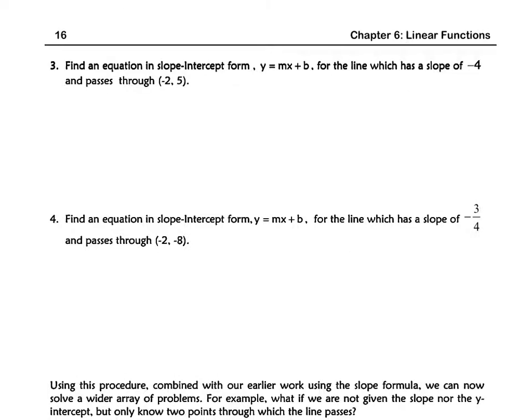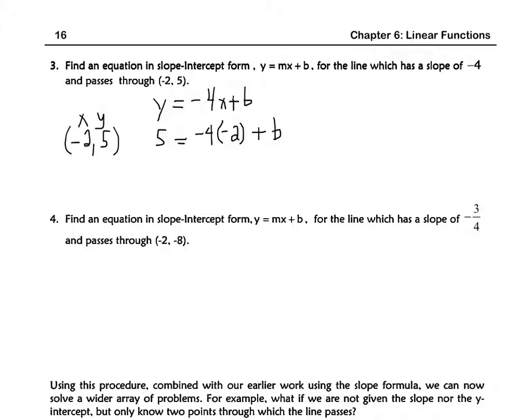Example 3 asks you to find the equation in slope-intercept form for the line which has a slope of negative 4 and passes through the point (-2, 5). Same type of problem. We know the slope is negative 4, so that goes automatically in for m. And we have to find b using the point. So there's our x-coordinate, there's our y-coordinate. So 5 equals negative 4 times negative 2 plus b. Just plug the x value in as negative 2 and y value in as 5. That should be a true equation.